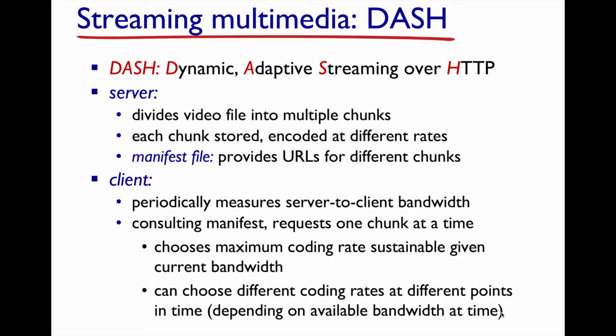So the server divides the video file into multiple chunks, and each chunk is stored and coded at different rates. Some are going to be coarse resolution, some are going to be very high definition resolution. Now, high definition resolution is going to take up more bandwidth, whereas the low definition versions that are coded are going to take up less bandwidth. Okay, so each chunk is stored and coded at different rates, and so you have different versions of this video. You have the high definition, medium resolution, low resolution, and stuff in between.